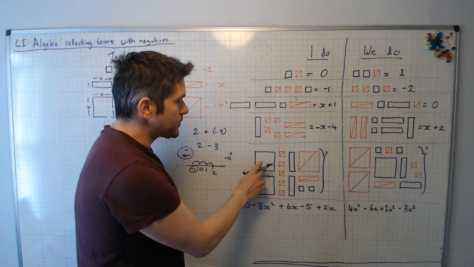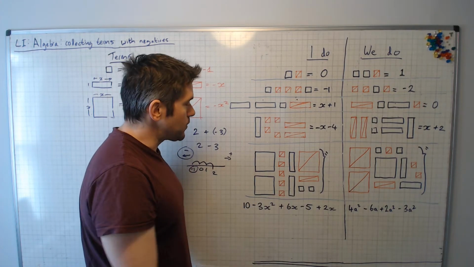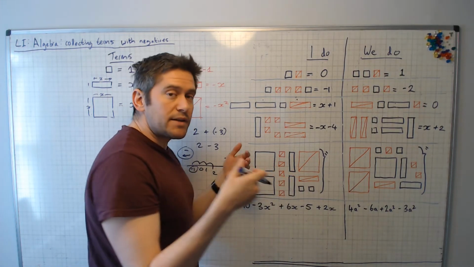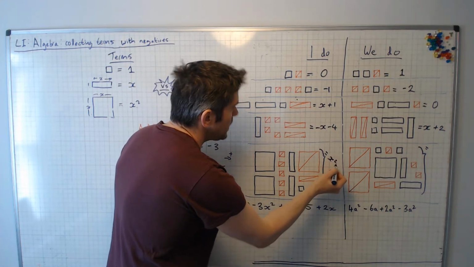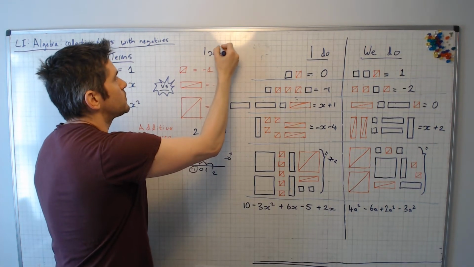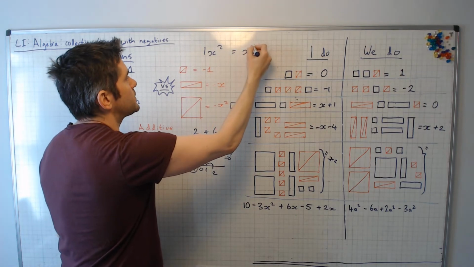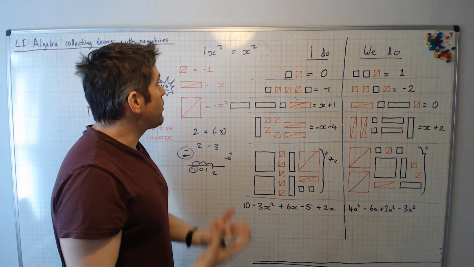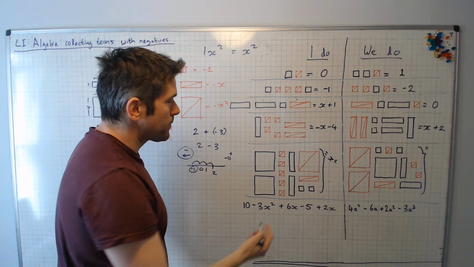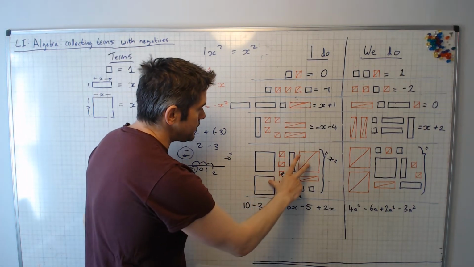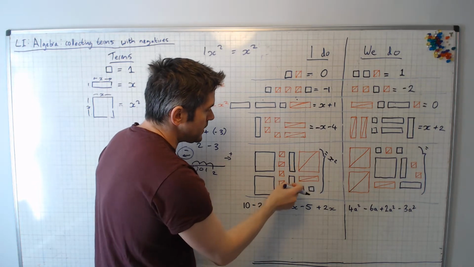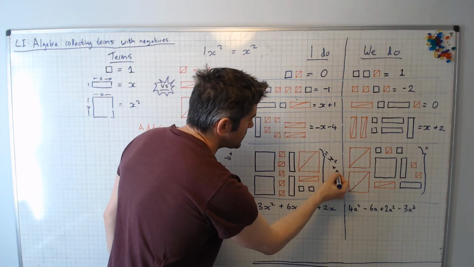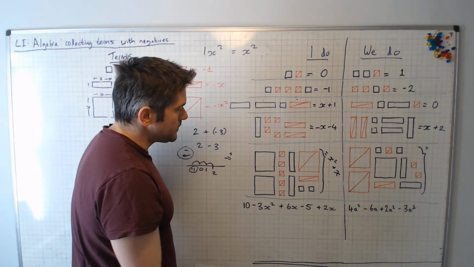We've got 2x squared and a negative x squared. 2 of those add together to make 0, leaving us just with 1x squared. Now we don't write 1x squared, we just write x squared. If we've got 1 of something, we just write the thing. We don't write the 1 in front of it. So we've got 1x squared, these 2 cancelled. Then we've got 2x minus x. Those cancel, leaving us with 1x, which we just write as x.